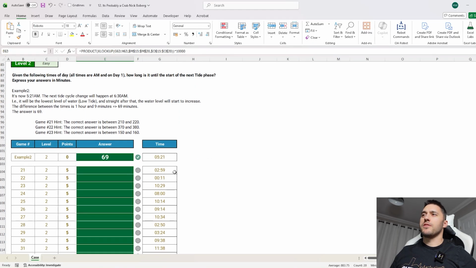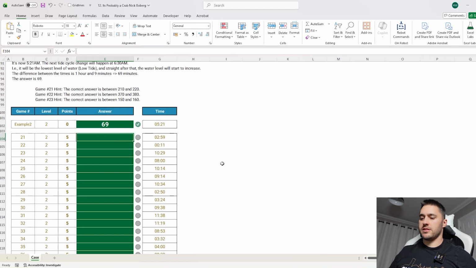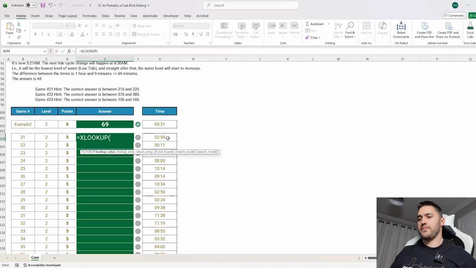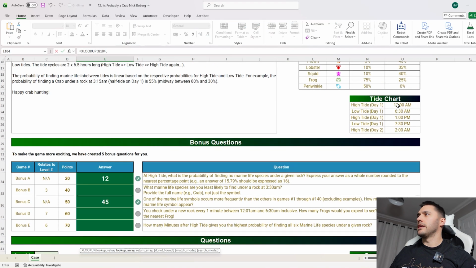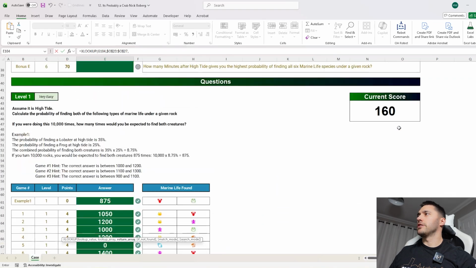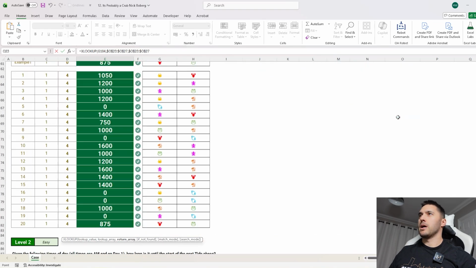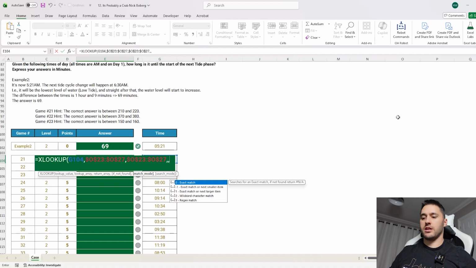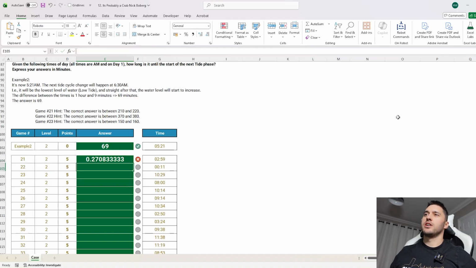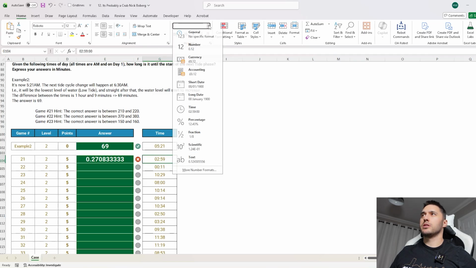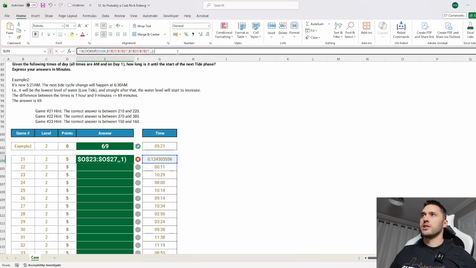How long until the start of the next tide phase in minutes? So to find the next tide phase, I'm going to look up the time in here and return the same column. But I'm going to look for exact match or next larger item. So that will give me the next tide time. Because that's the next tide time, it's going to be bigger than this number. So let's just show that number like that. So I can minus the old number off.